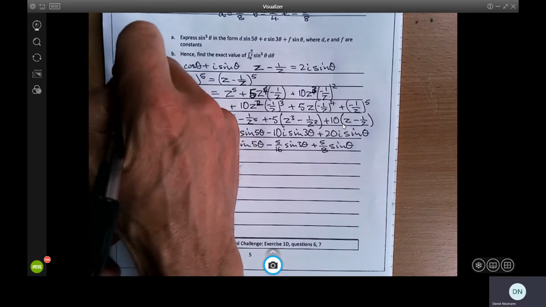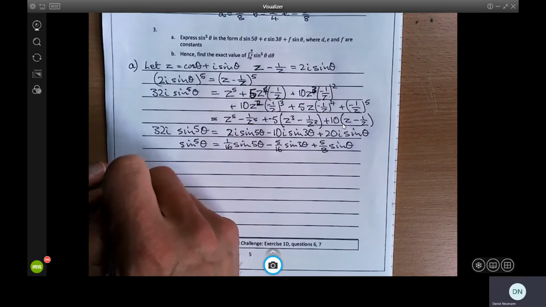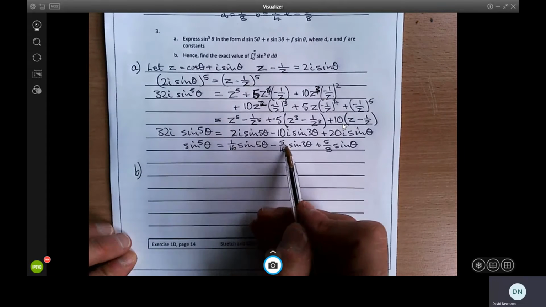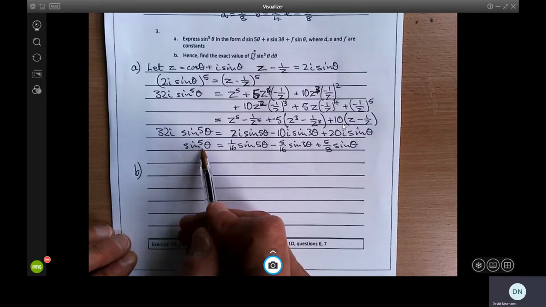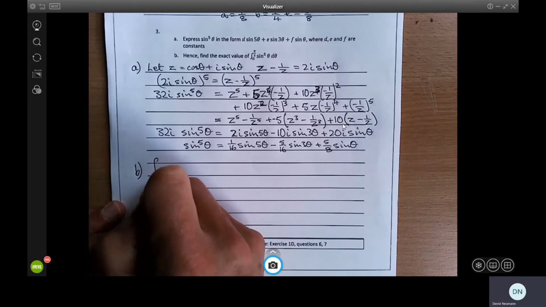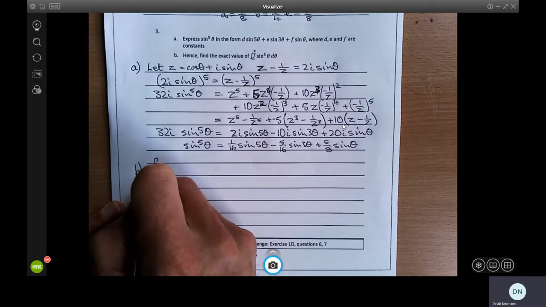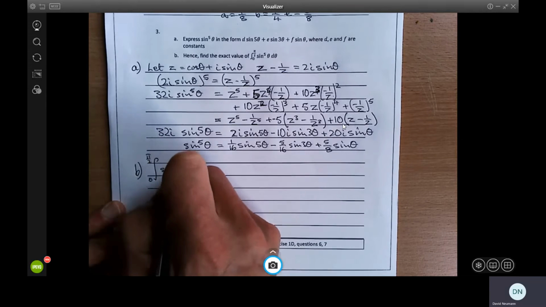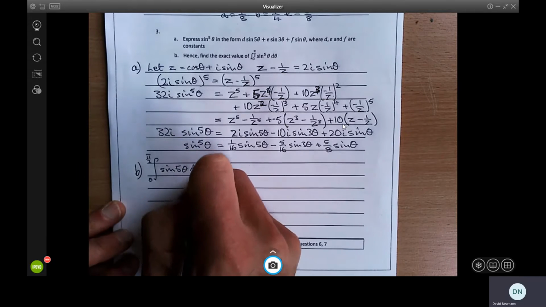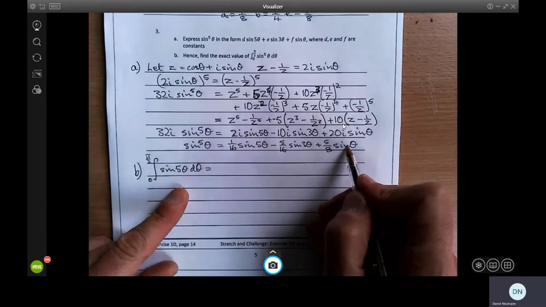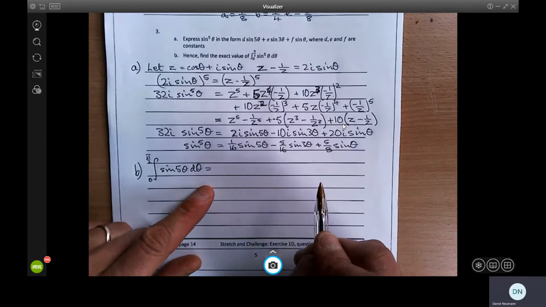So that's part A of this question. Part B, well, one of the reasons for finding identities like this is that it enables us to integrate sine to the power of 5 of theta. So we can say the integral from 0 to pi over 2 of sine to the power of 5 of theta d theta is, well, we're going to integrate all of this and then we're going to substitute the values in.